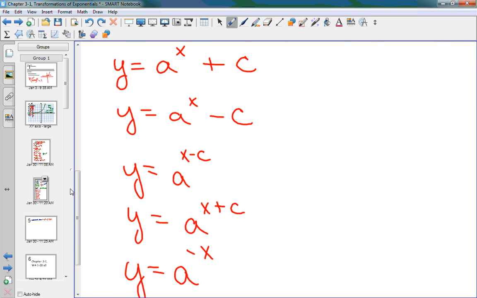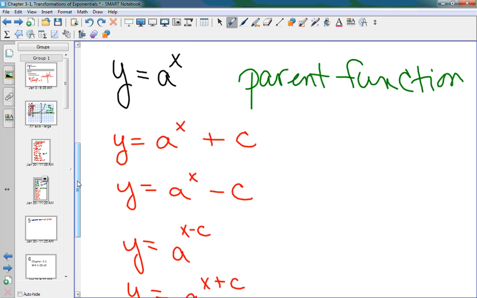So here is my exponential function, a to the x. Y equals a to the x is our new exponential parent function. What can a not be? 0, 1. It has to be greater than 0, right? Now, if I have a to the x plus c, what's happening to this thing? Up c. How about a to the x minus c? Down c units. Do we understand that? That makes sense, right? Because it's just another parent function.